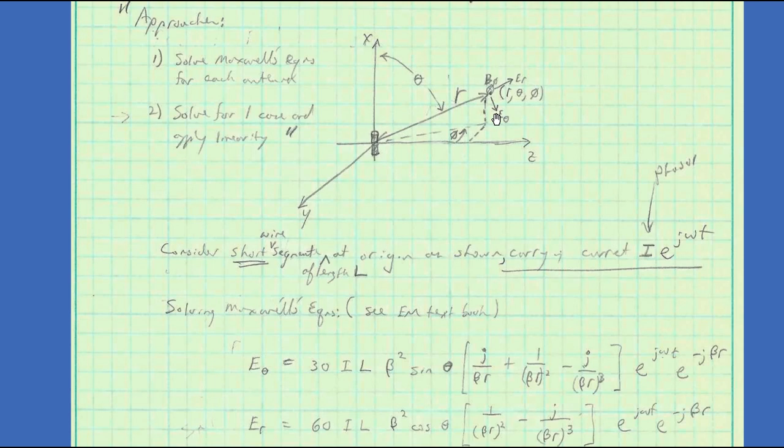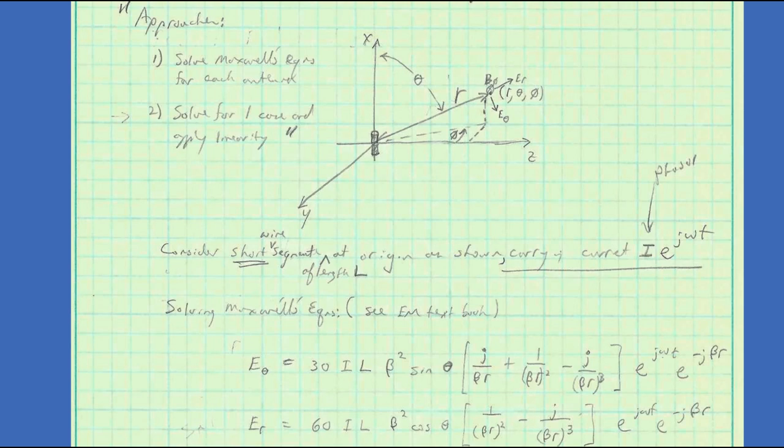Notice it's directed down at an angle. That's because the observation point is not on the z-axis. Everything we've done in other videos, we've been kind of assuming that we're out on the z-axis. Now we're at some angle away from that z-axis. And in the near field, there is an electric field that is pointed in the direction shown here with this arrow, E theta. There's also a component of electric field called E sub r, which is radially directed.